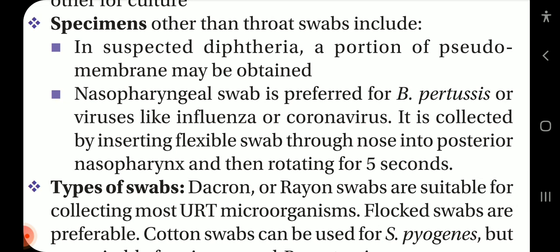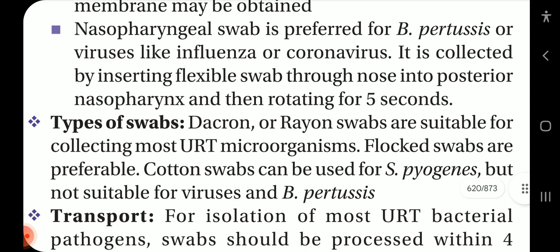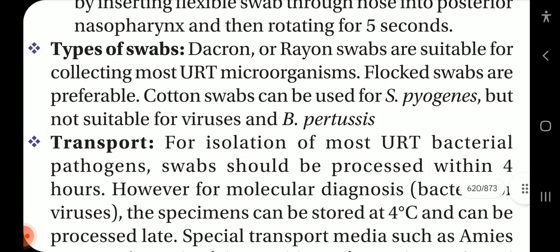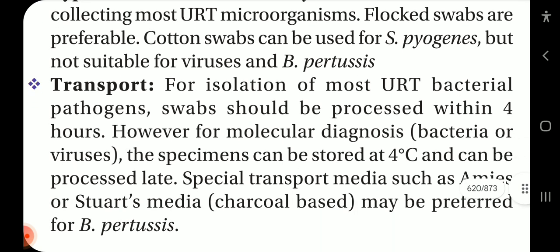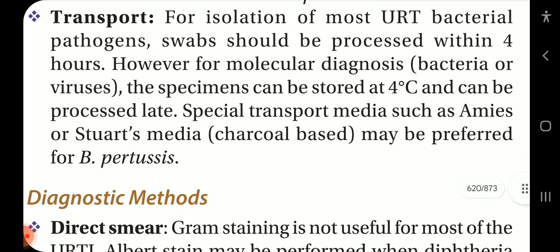A nasopharyngeal swab is preferred for Bordetella pertussis or viruses like influenza or coronavirus. It is collected by inserting a flexible swab through the nose into the posterior nasopharynx and then rotating for 5 seconds. Types of swabs: Dacron or rayon swabs are suitable for collecting most URT microorganisms. Flocked swabs are preferable. A cotton swab can be used for Streptococcus pyogenes but is not suitable for Bordetella pertussis or viruses.